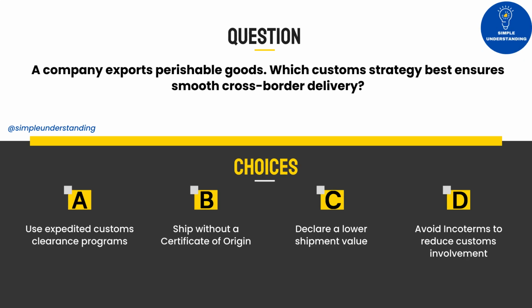10. A company exports perishable goods. Which customs strategy best ensures smooth cross-border delivery? A. Use expedited customs clearance programs. B. Ship without a certificate of origin. C. Declare a lower shipment value. D. Avoid Incoterms to reduce customs involvement.